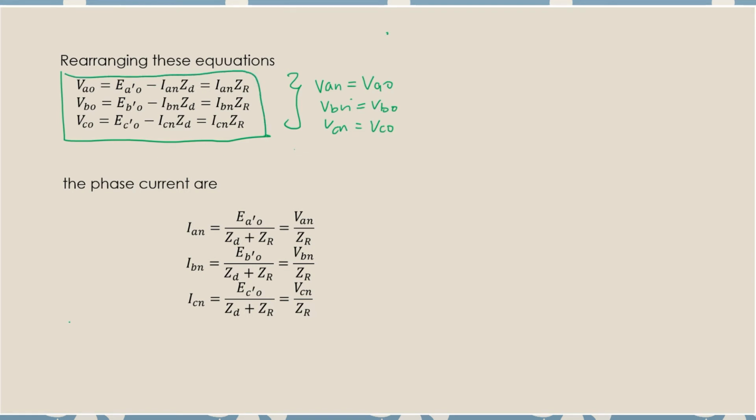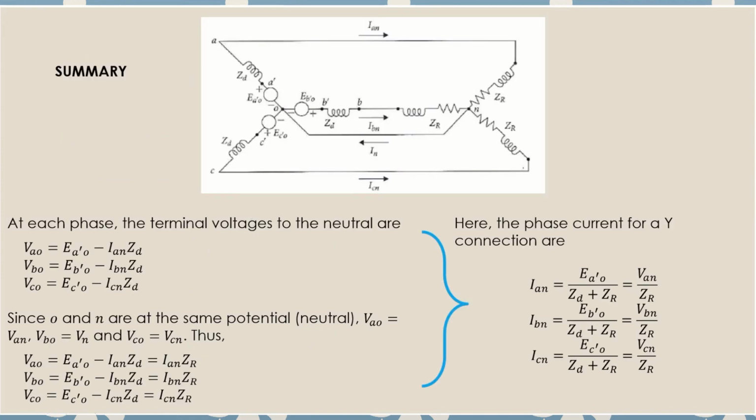If we rearrange this equation, you will get IAN. You can try to do it in your own time and rearrange this, and you will get the IAN equation. Here's the summary of what we have just learned.